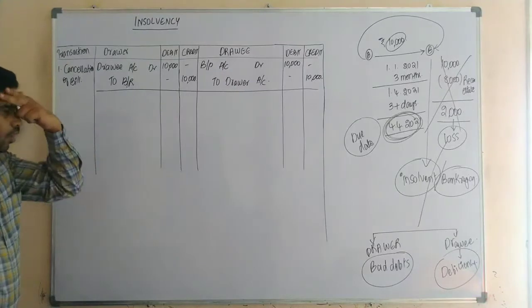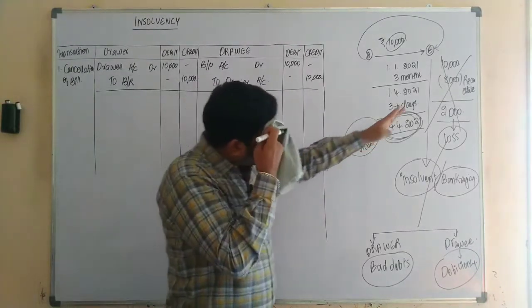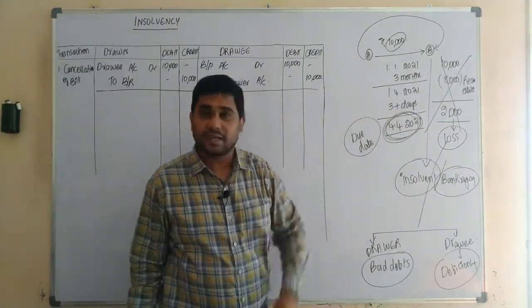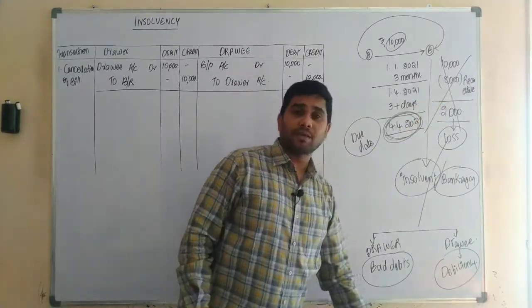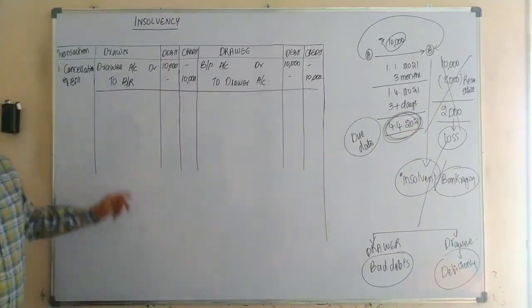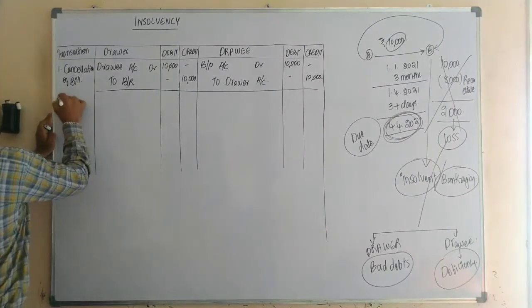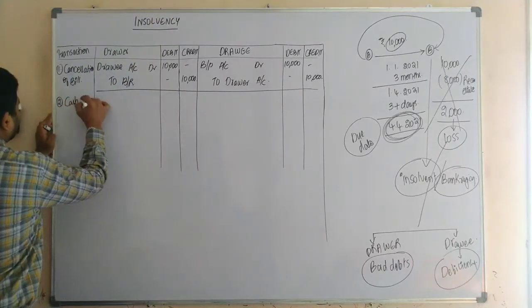Now, after cancelling the bill, we are receiving an amount of 8,000 rupees from his personal property or his estate. Yes or no? As we are receiving this 8,000 rupees from his personal property, we are supposed to record a journal entry. Yes or no? So second one. What is the second transaction? Upon cash receipt.